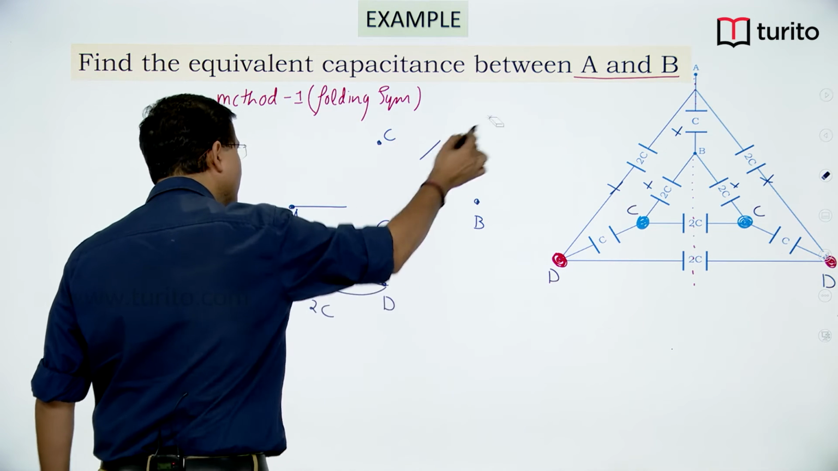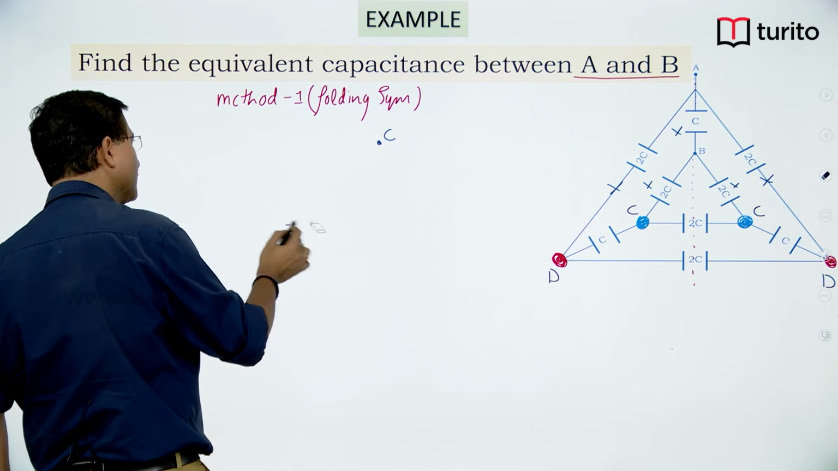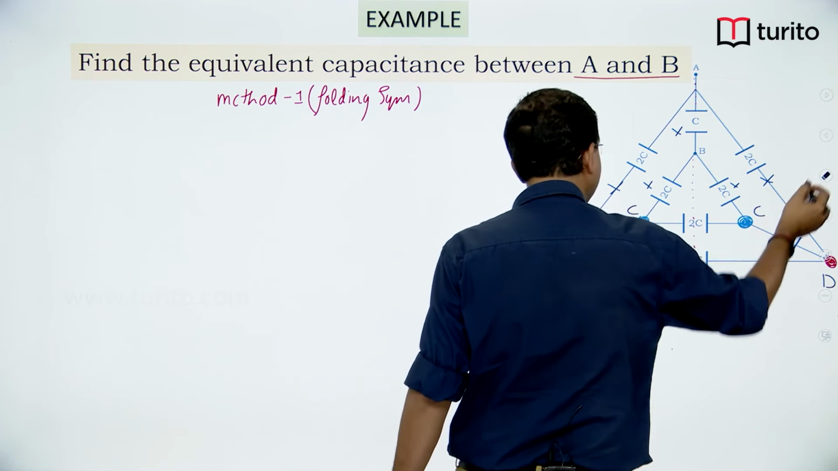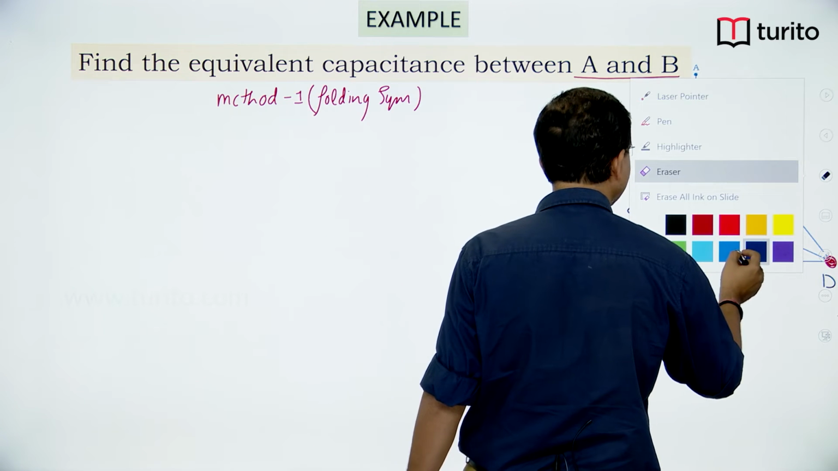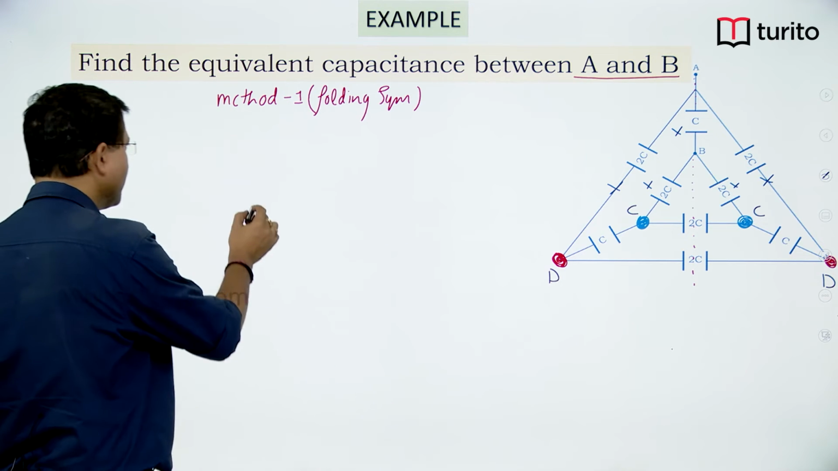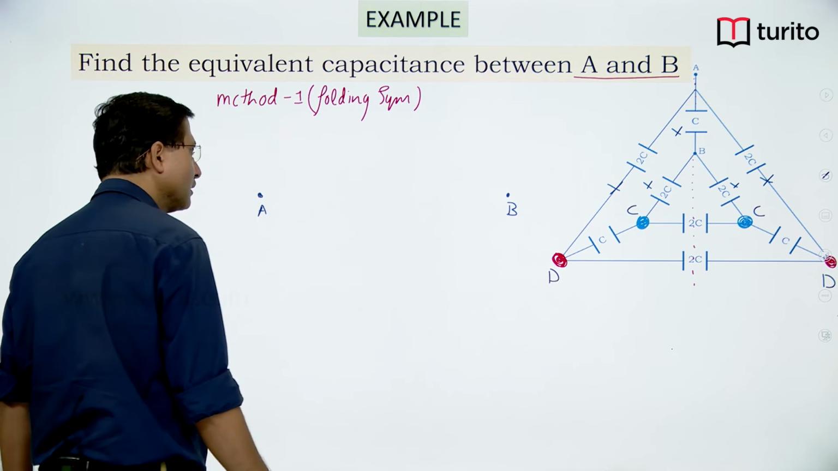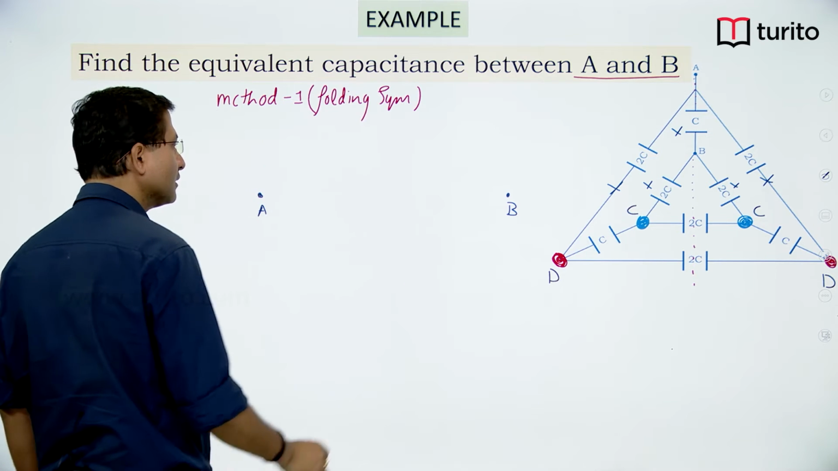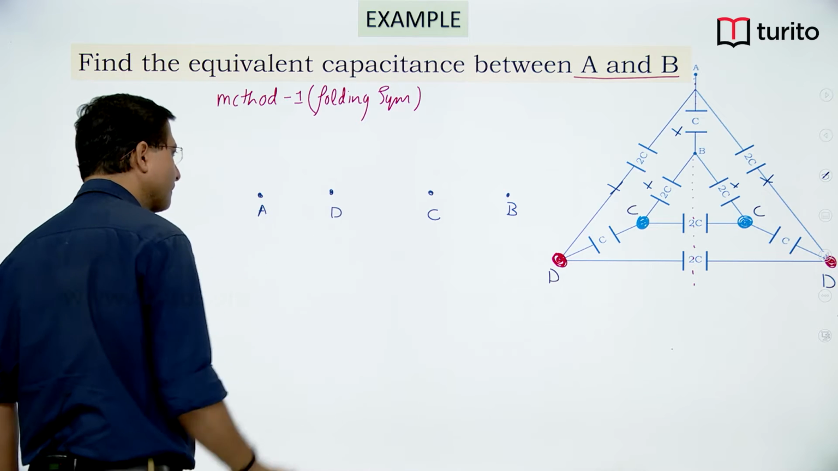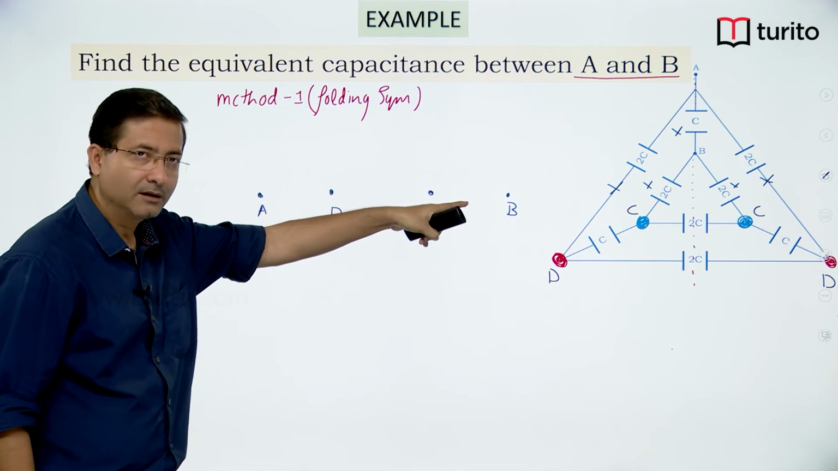So now as I was getting overlap, I will draw the circuit taking all the points on the same line, right. So A, B and C, D, right. Why am I not drawing A, C, D, B?